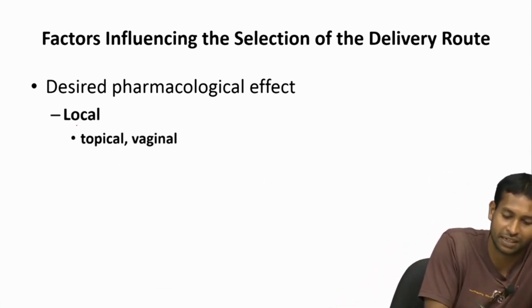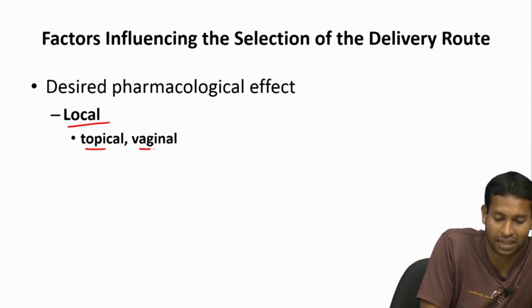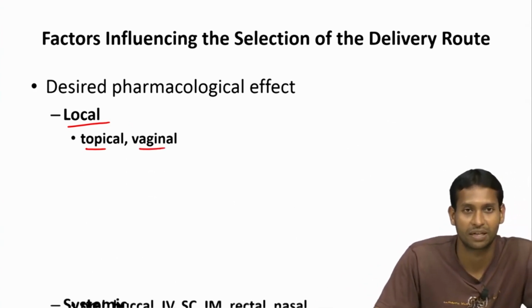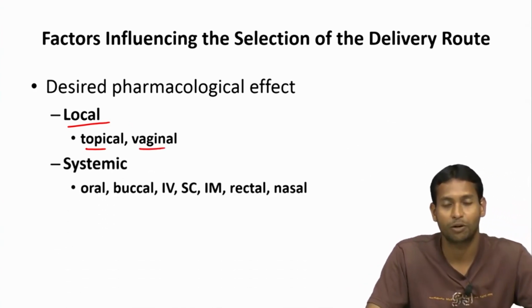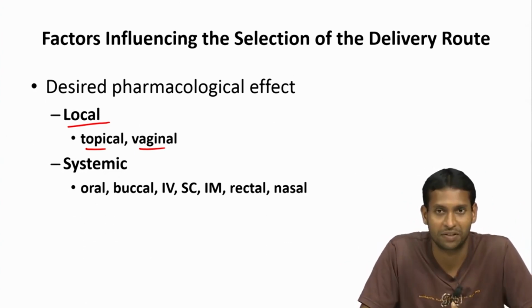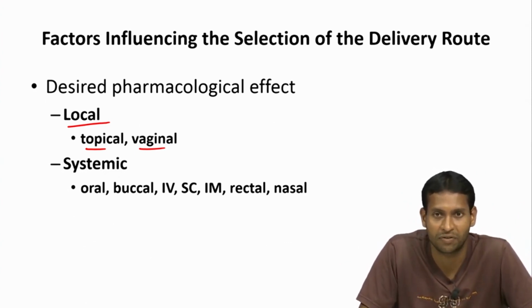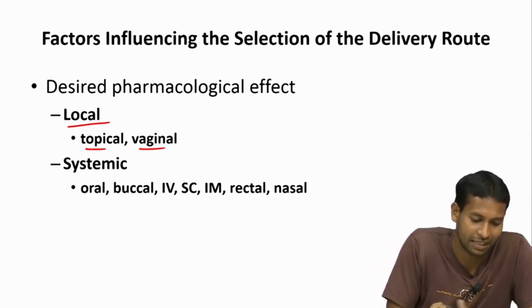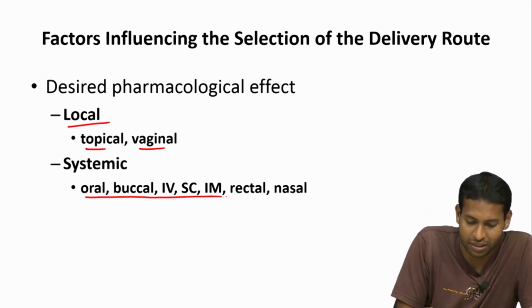Then again, if the desired pharmacological effect is local, like topical or vaginal, these are some of the routes that can come in. If you want it to be everywhere, let us say if it is pain throughout the body or fever throughout the body, you may want it to be systemic, and in that case any of these routes can be chosen.